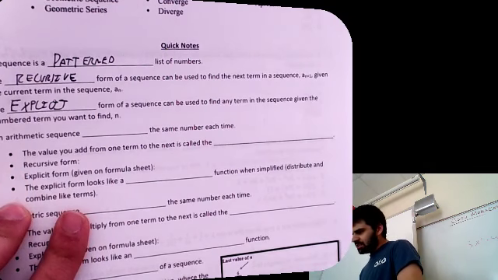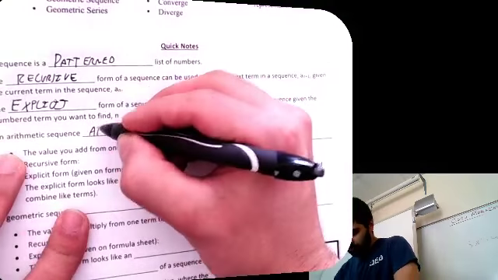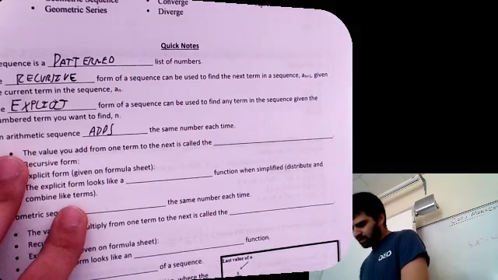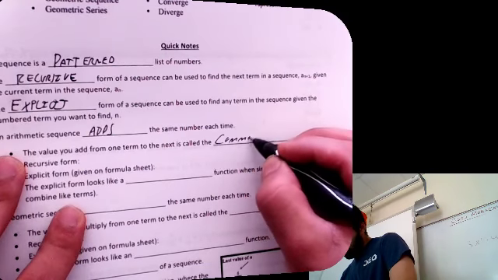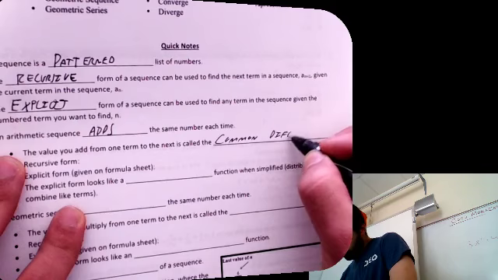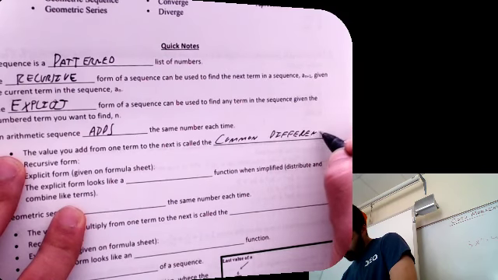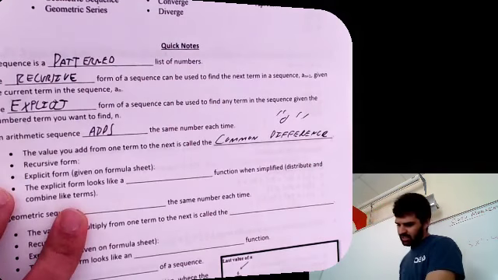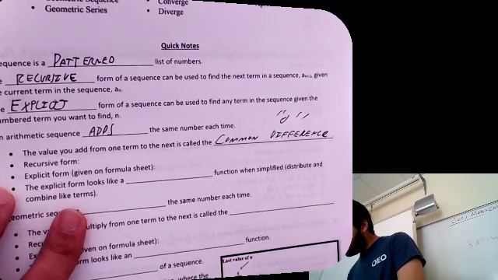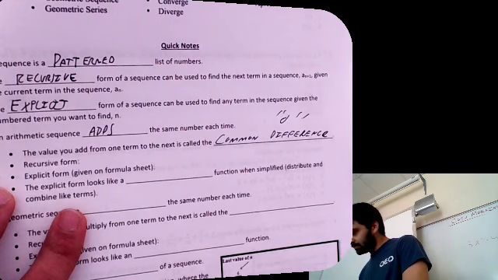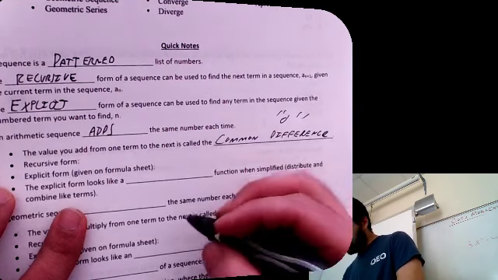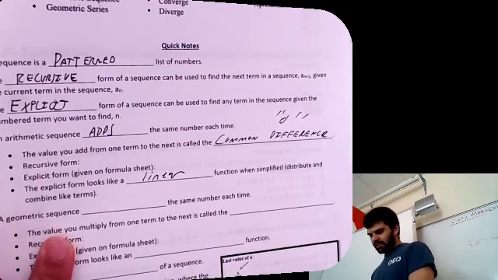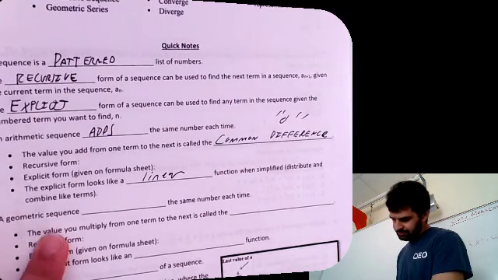An arithmetic sequence adds the same number each time. This value is called the common difference, and it's given by the variable d. And the explicit form looks like a linear function. When simplified, distribute and combine like terms.